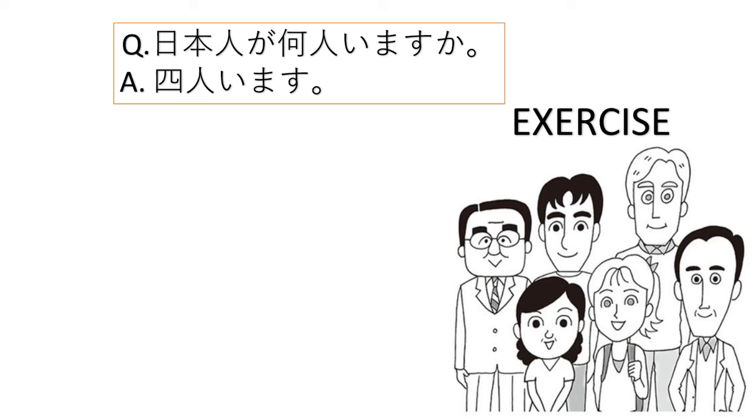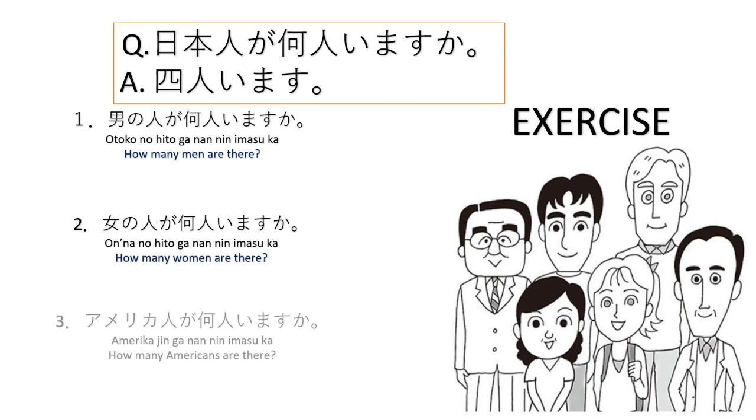Alright, we're going to have an exercise. There are questions here. How many people? For example, in this one, Nihonjin ga nannin imasu ka? How many Japanese persons are there? So the answer is 4人います. 4 persons. There are 4 persons there. Okay? Answer this. You can pause the video and try to formulate the answers, or you may continue watching.